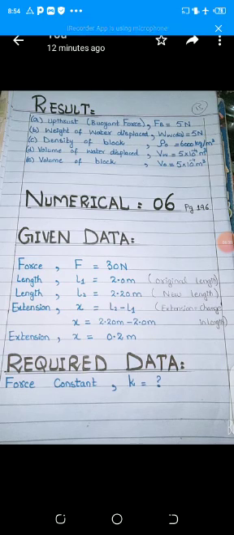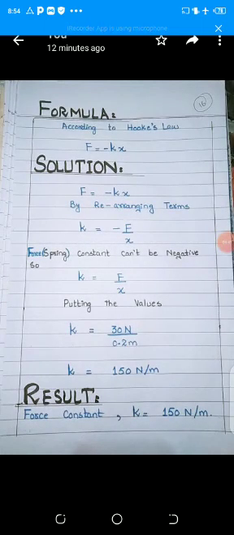Required is the force constant K. We are going to find the K formula according to Hooke's law. F equals minus Kx. By rearranging the terms, we are going to find the value of K. Now K equals minus F by X. Force spring constants cannot be negative, so K equals F by X. Putting the value, 30 by 0.2 meter, so K comes to 150 Newton per meter. Result: the force constant K equals 150 Newton per meter.